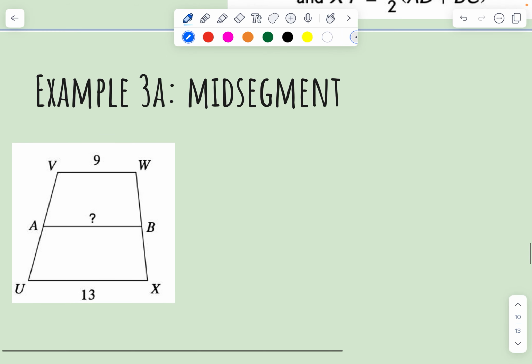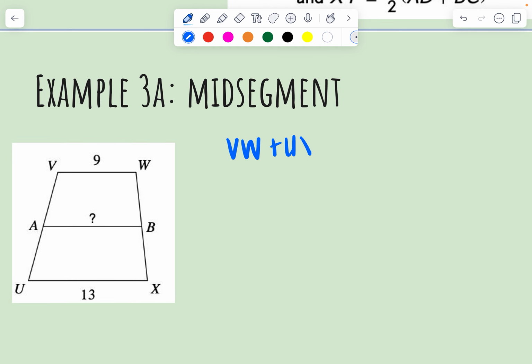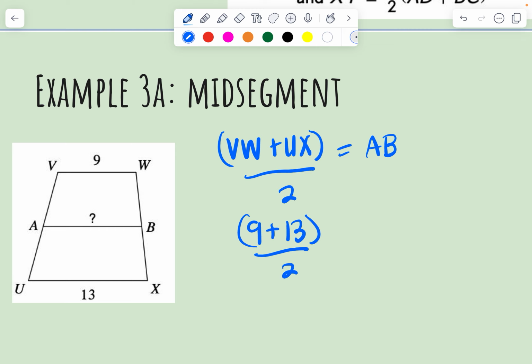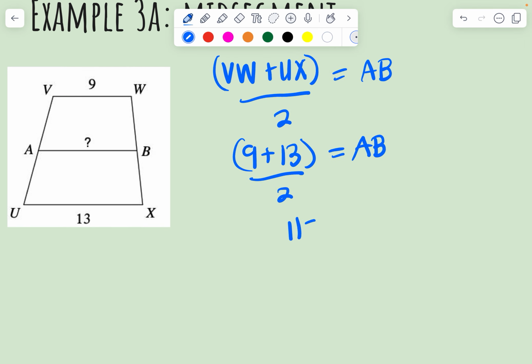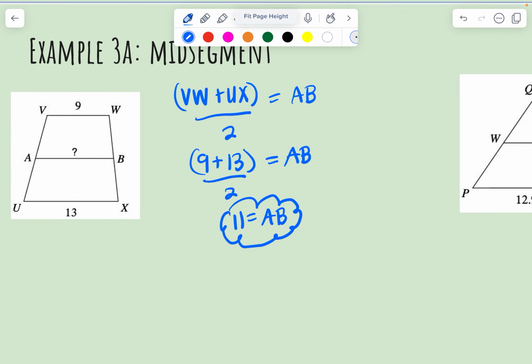So if we look here, we know VW plus UX divided by 2 gives us AB. So 9 plus 13 divided by 2 equals AB. 9 plus 13 is 22, and 22 divided by 2 is 11.